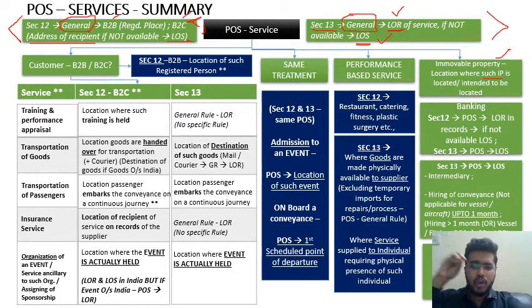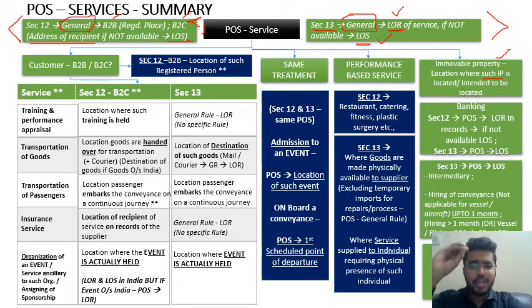Whenever you're identifying POS for a particular service, you need to see mainly two things. One, whether you're going to go to section 12 or section 13. How do you see that? Whether the supplier and the recipient are in India or either party is outside India. Either party outside, section 13. Both of them in India, section 12. Okay, now you have identified that you are going to section 12 or section 13, right?